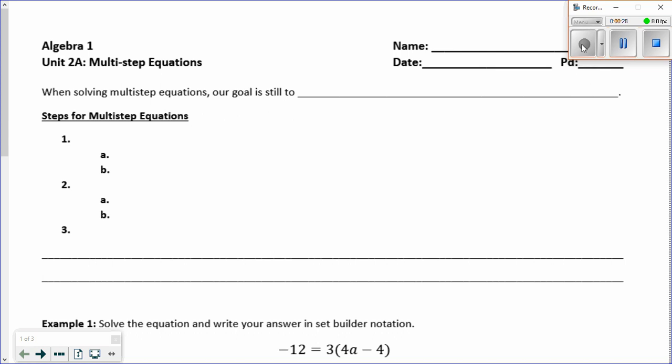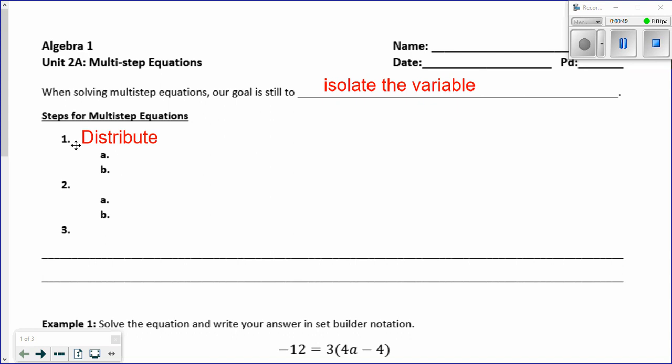So when we are solving multi-step equations, our goal is still to isolate our variable. We're going to use pretty much the same thing we did with two-step equations. We're going to use SAD-MAG still, but we have a couple extra steps we need to do first. So the steps for solving a multi-step equation are as follows.